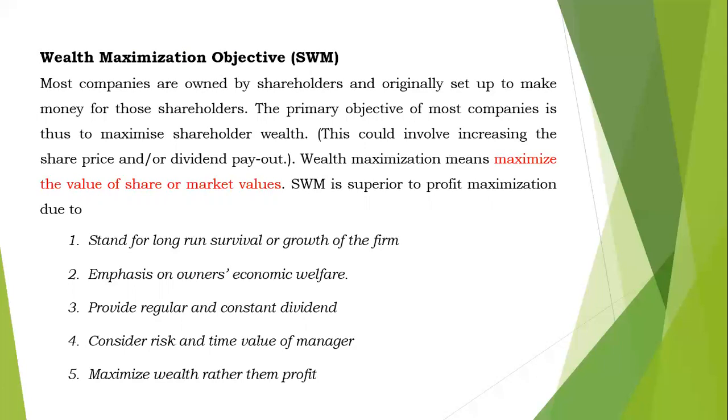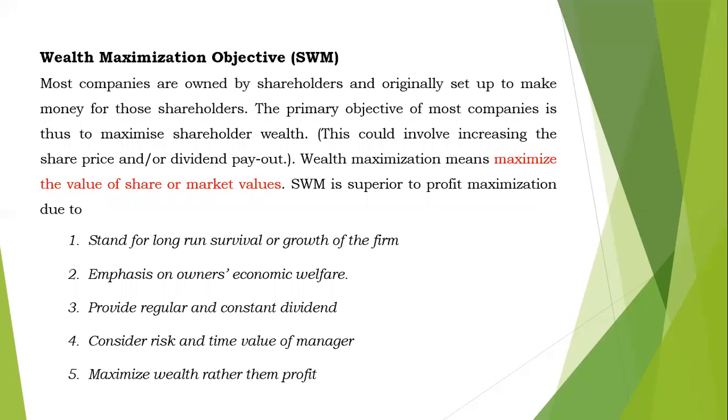So the first two objectives look at profitability, but the last, modern objective looks at maximizing the value of the share, the market value of the share. If an organization thinks about whether the organizational worth is increasing or not, that type of objective, those types of activities, we call a wealth maximization objective.